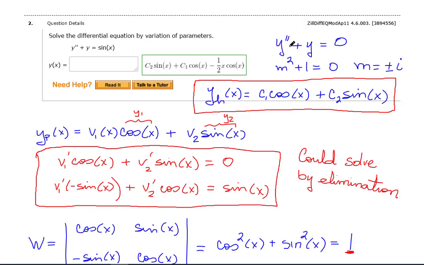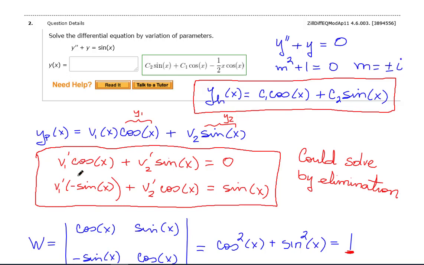So let's see, y double prime plus y equals 0. So I get m is plus or minus i. So for the homogeneous part, I get c1 cosine plus c2 sine. So my particular solution is v1 times the cosine and v2 times the sine.